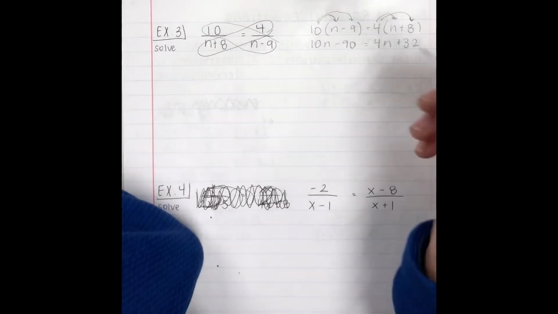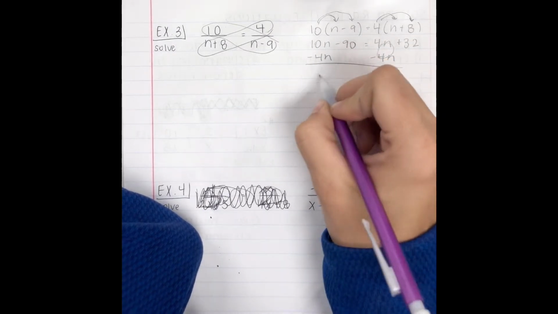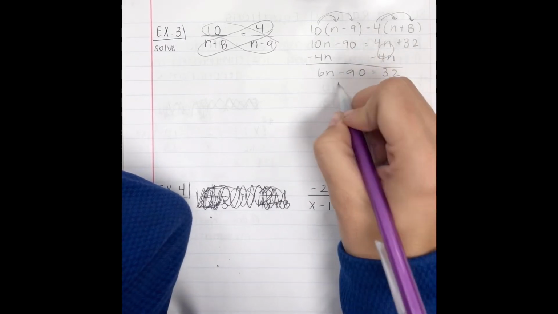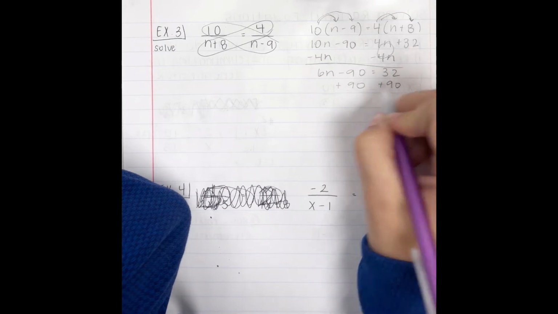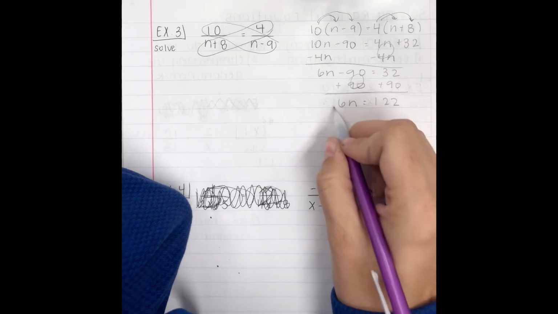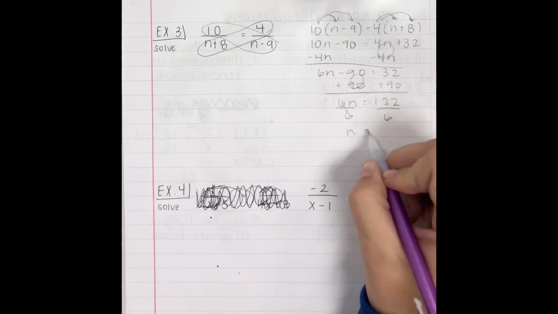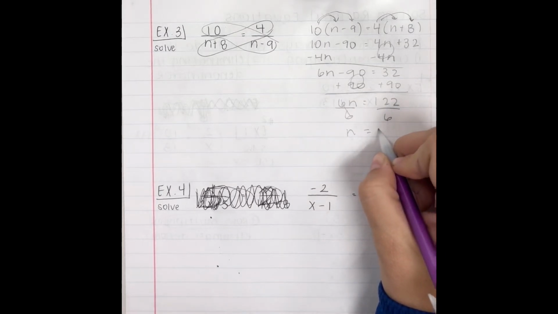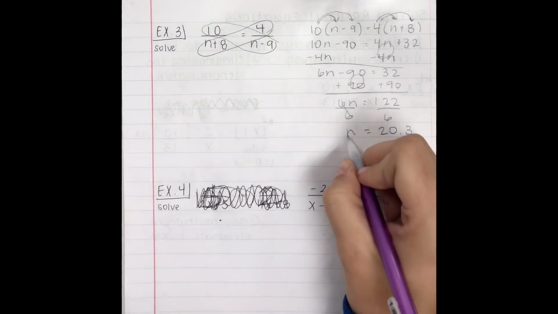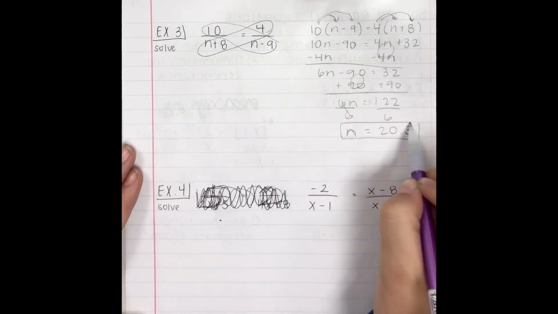Okay, so I'm going to do minus 4n on both sides to get my n's together on one side. So 6n minus 90 equals 32. Then I'm going to go plus 90 to both sides. So I get 6n equals 122. I'm going to divide both sides by 6. Okay, and I get n equals, this is going to come out to be 20.3 approximately. We're going to round it to 20.3. That would be your answer.